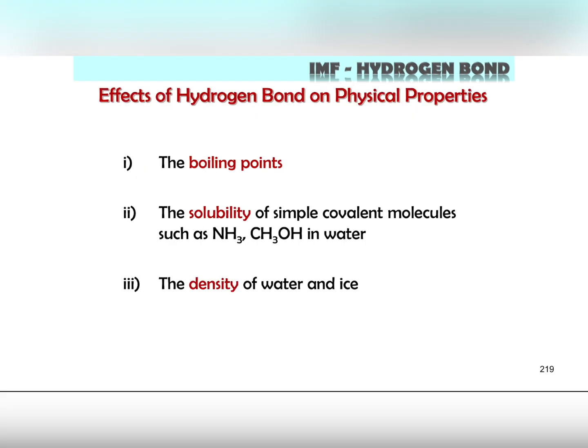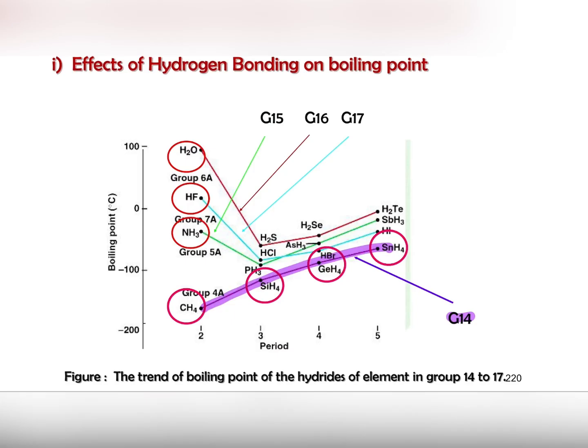Now let's have a look at the effect of hydrogen bond on physical properties. So kita akan discuss for boiling point, solubility, and also density of water and ice. Now let's discuss the trend of boiling point of the hydride for elements in group 14 until group 17.